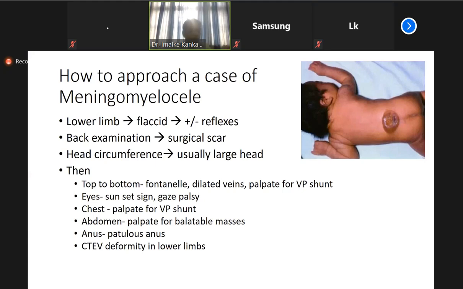Then top to bottom: fontanelle, dilated veins, palpate for VP shunt. Definitely these children would have had a VP shunt. Sunset sign for eyes, gaze palsy, chest palpate for the VP shunt, abdomen palpate for palpable masses because they will have neuropathic bladder, vesicoureteric reflux, and bilateral hydronephrosis. That's the importance of examining for bladder. And the anus will have no tone, a patulous anus will be there. And some of them will have congenital talipes equinovarus.